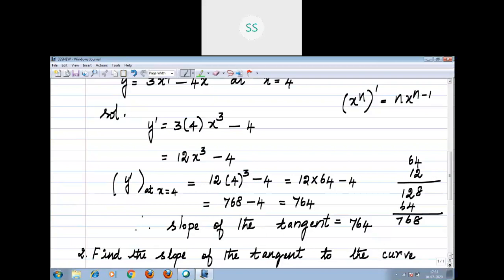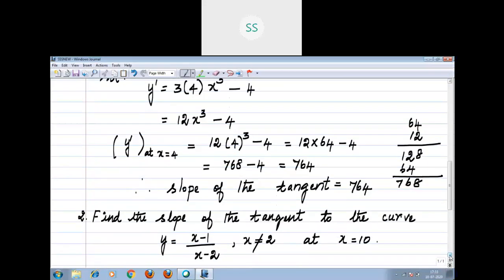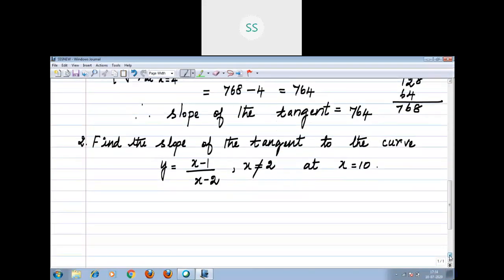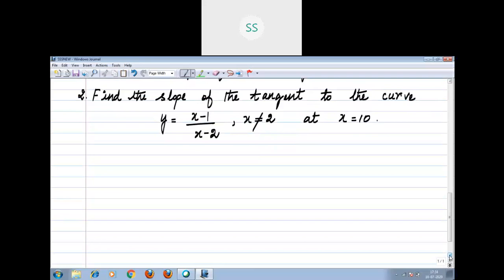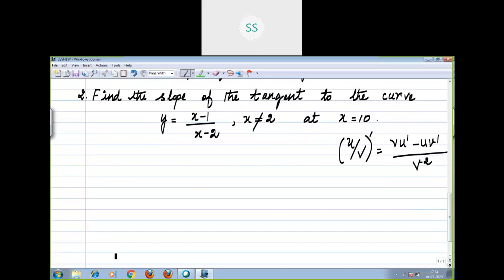Next question, you see here what it is. Find the slope of the tangent to the curve y is equal to x minus 1 divided by x minus 2. Here when you see this, what comes to your mind? Yeah, very good children. u by v format, right? The identity formula, you have to write it on the right side. Which formula you are using in the sum, that you have to write on the right side. v u dash minus u v dash, the whole thing divided by v square, right?